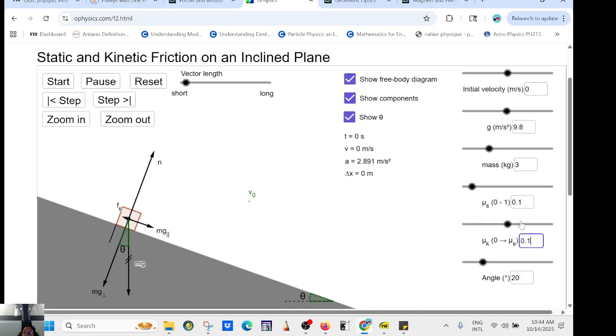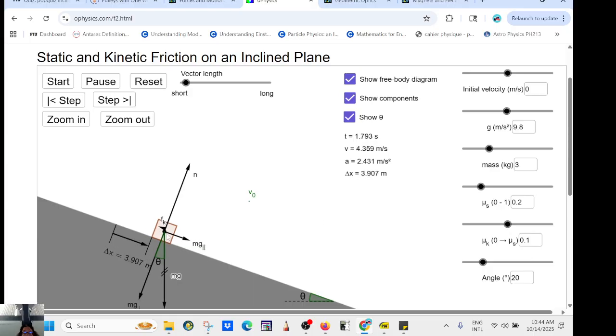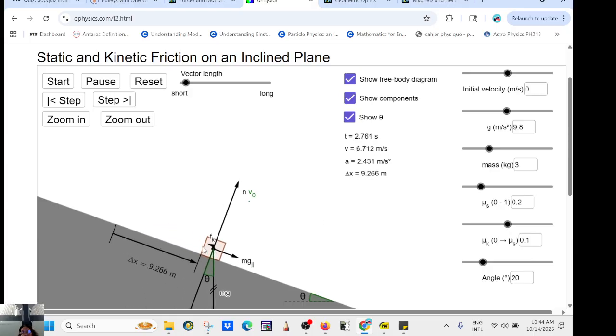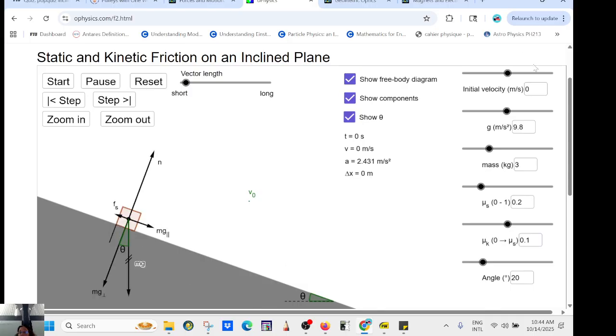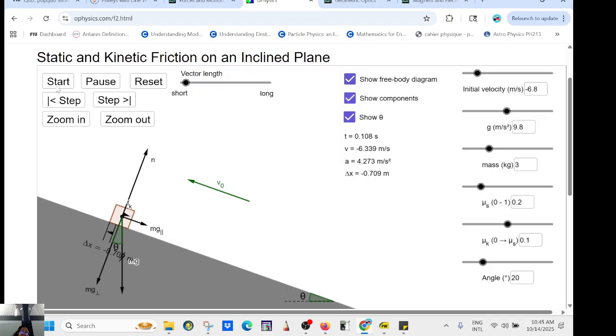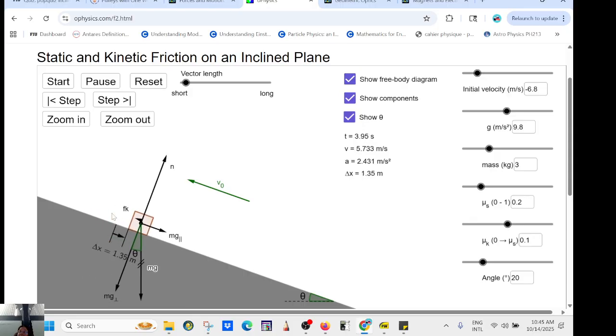And then static friction has to be larger. Let's see if it wants to go down. Kinetic friction is 0.1, so you see, you have more kinetic friction. So to go back to your question, I can push it. I can give it an initial velocity in this direction. So now kinetic friction is in the opposite direction, and it changed direction. So the kinetic friction is always opposing the motion.